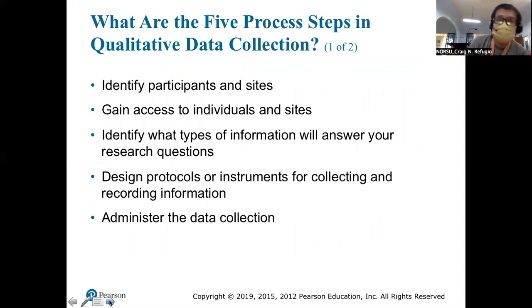What are the 5 process steps in qualitative data collection? So do you see data on my slide? Identify participants and sites. Gain access to individuals and sites. Identify what types of information will answer your research questions. Design protocols or instruments for collecting and recording information.